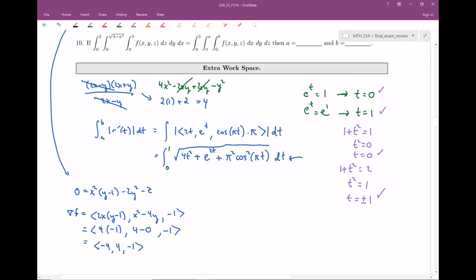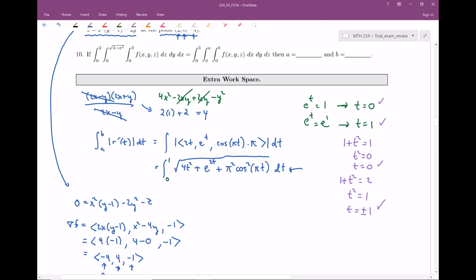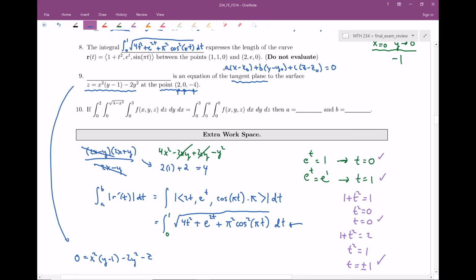All right, so that should be my a value, my b value, and my c value. Now that we have those, we're ready to go ahead and write down our answer. So our answer again should be a times x minus x naught. So a was negative 4 times x minus x naught. So x naught is 2, the point that we want to hit, plus b was 4 times y minus y naught. So y naught is 0.